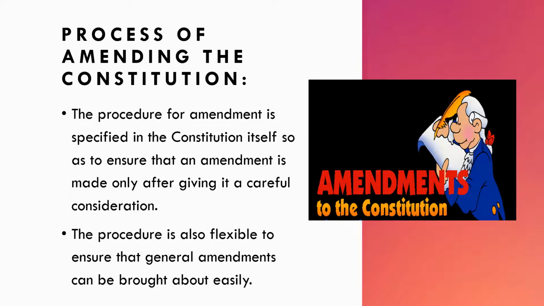And the procedure is also flexible to ensure that general amendments can be brought about easily. Okay, it is flexible. It can be changed. It is not that no decision will remain the same. We can make changes. So this is how the amendment of the constitution is done. It goes through certain processes, and these processes are already given in the constitution, and when proper consideration and proper discussions are made, a rule or a policy in the constitution can be amended or changed.